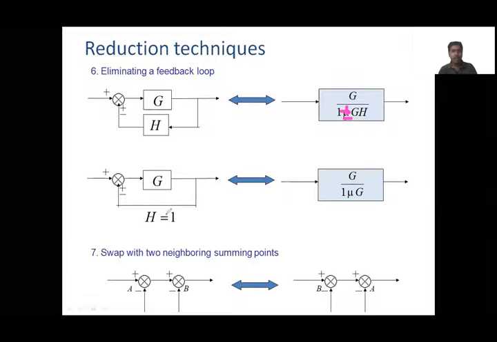And when the unity feedback is given, H is equal to 1. Therefore, here it will become G by 1 plus or minus G only. When we want to swap these two summing points, you can easily exchange them. There will be no change. Simply move this summing point to here and this summing point to here. You can simply reverse it. If these two are summing points, you can easily simplify it.